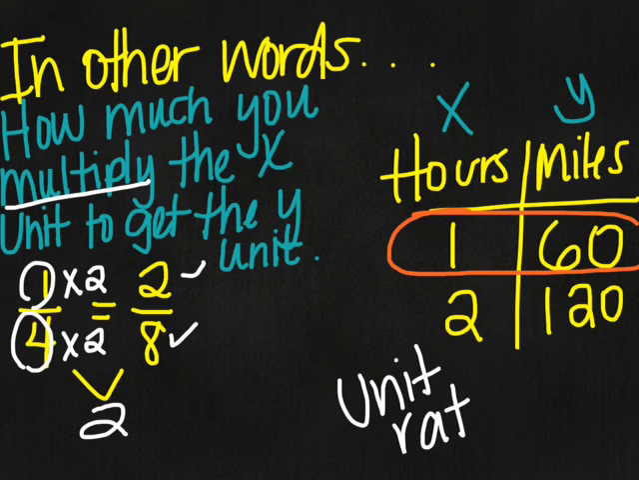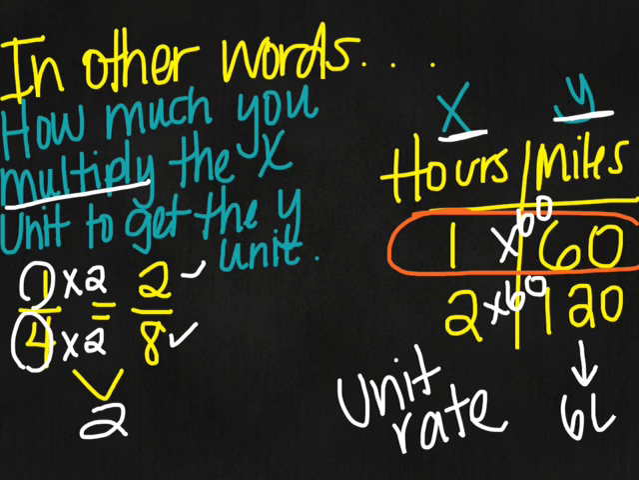Here's an example. In 1 hour, I could drive 60 miles, and in 2 hours, I could drive 120 miles. And so, in order to get the number of miles, I'm going to multiply my x, which is 1, times 60, and I'll get 60. And then if I want to do that again, multiply my x by a certain number and get my y, I'm going to multiply it by the same number, 60. 2 times 60 equals 120. So my constant of proportionality here is 60.